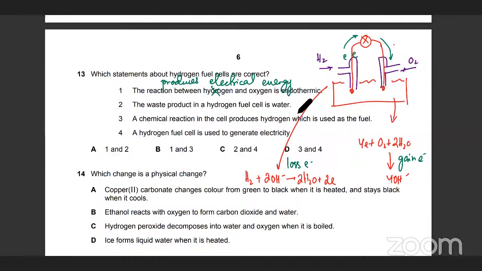Yes, okay, that is correct. Remember, fuel cells, especially the hydrogen oxygen fuel cell, are pollution free. Water is produced as the waste product. Chemical reaction in the cell produces hydrogen, which is used as the fuel? Wrong. Hydrogen is the fuel, and that gets used up. There's no hydrogen getting produced, so that's wrong. The hydrogen fuel cell is used to generate electricity, which is obviously correct. So it's going to be 2 and 4.